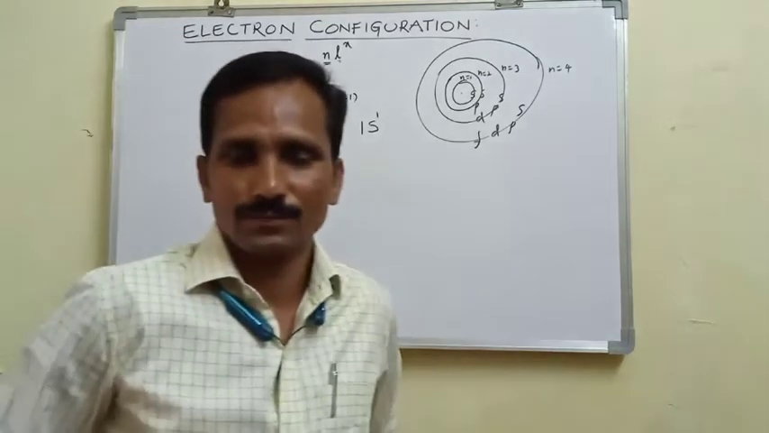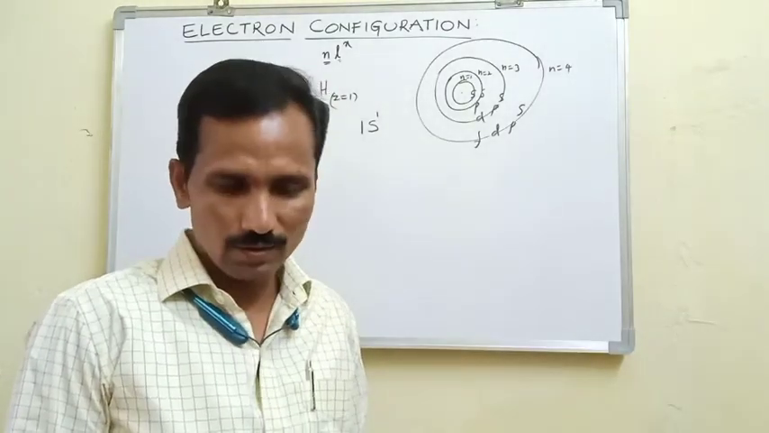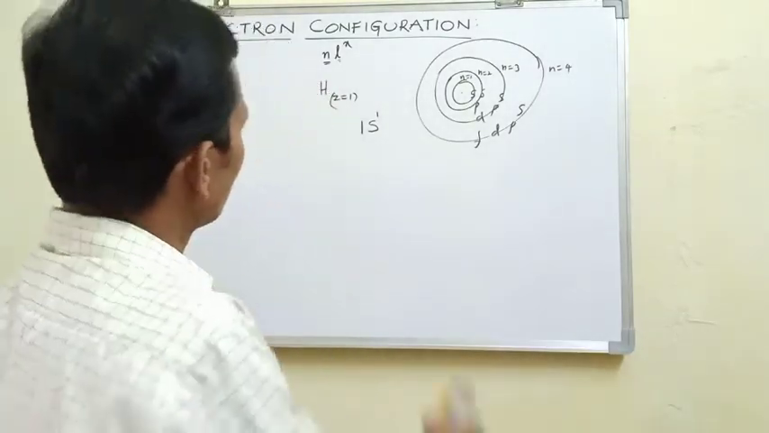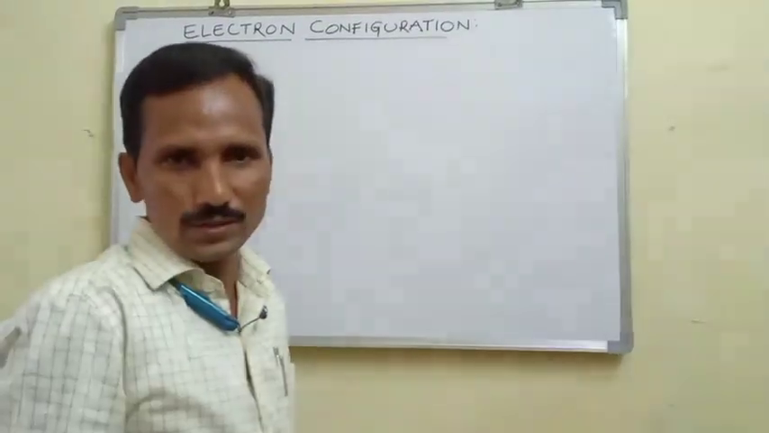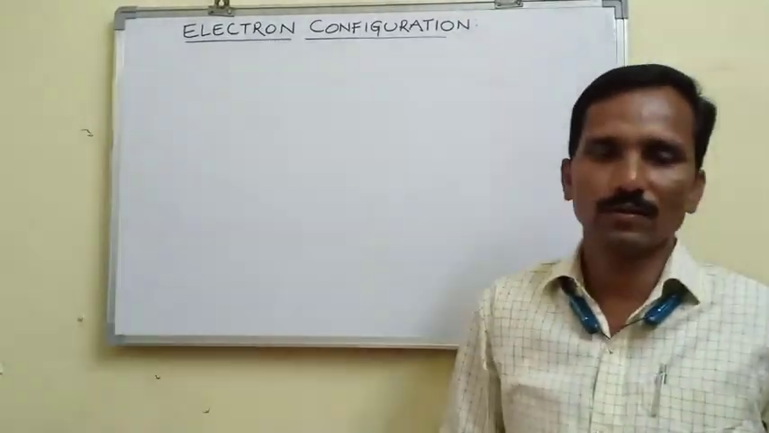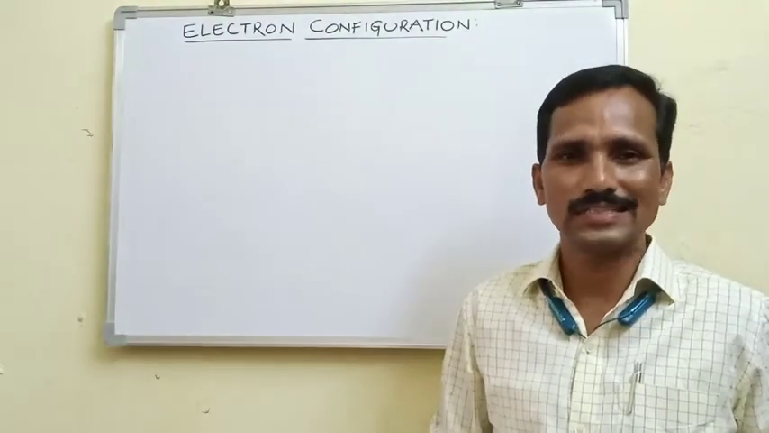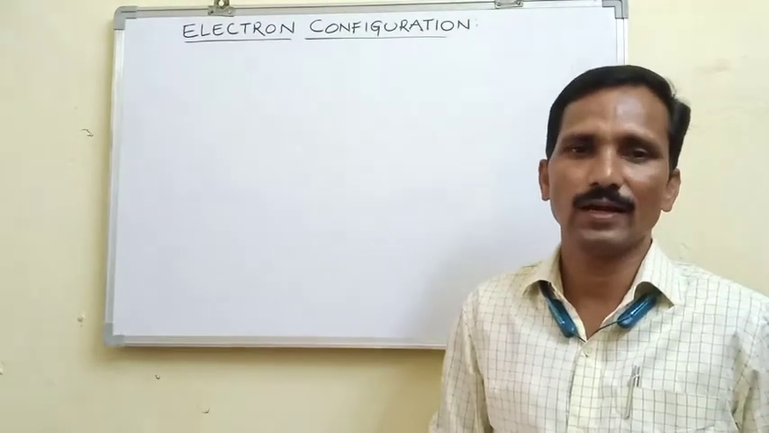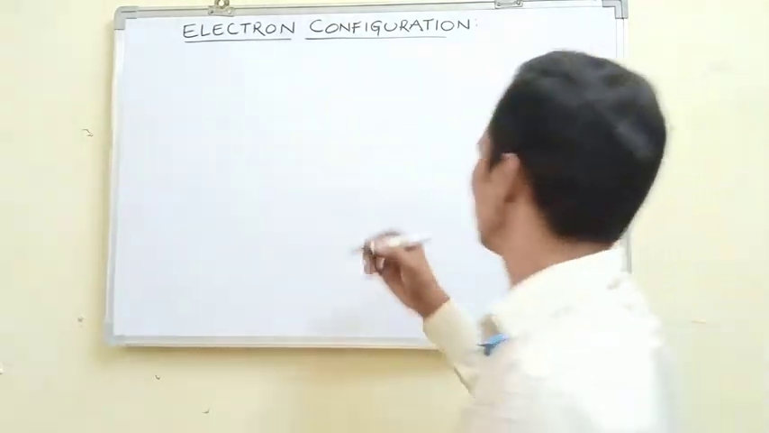Good morning, students. Now we are going to learn about electronic configuration. What is electronic configuration? Electronic configuration is a distribution of electrons in shells, subshells and orbitals.